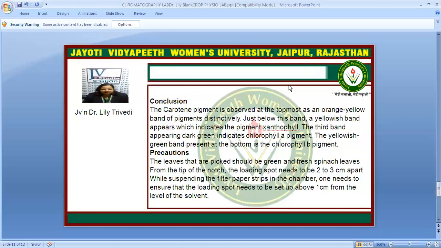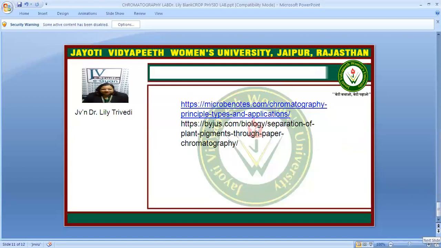What are the precautions? Fresh and green spinach leaves should be used. The loading spots need to be 2 to 3 centimeters apart from the tip of the notch. And when we suspend the paper strip in the chamber, we should ensure that the loading spot is at least 1 centimeter above the solvent. It should not dip inside the solvent. So this is all about the chromatography experiment.